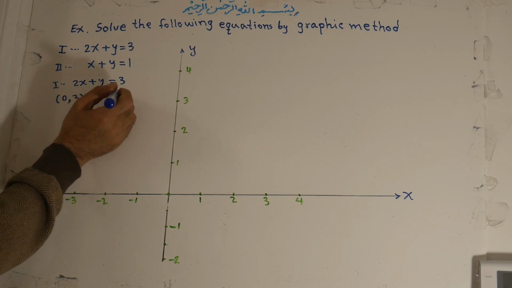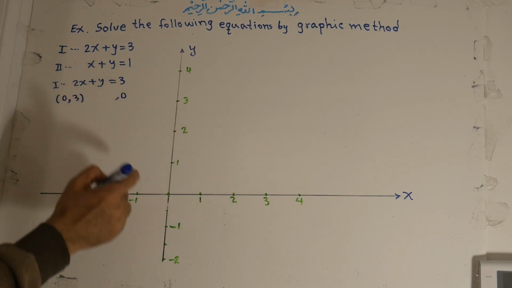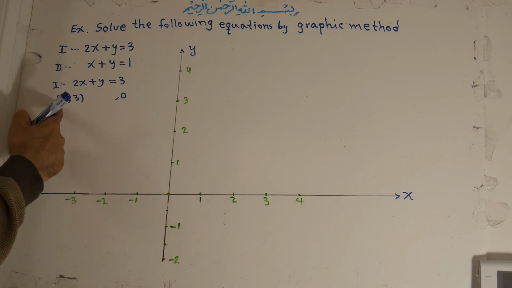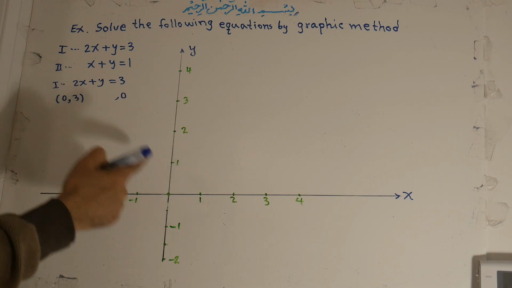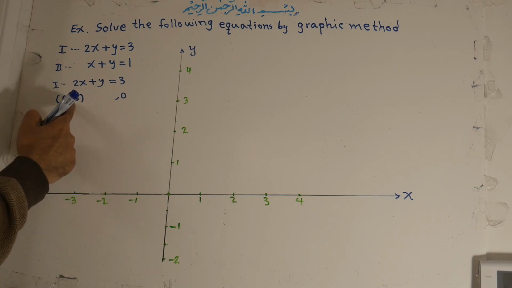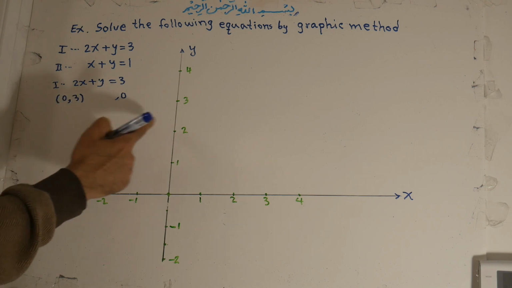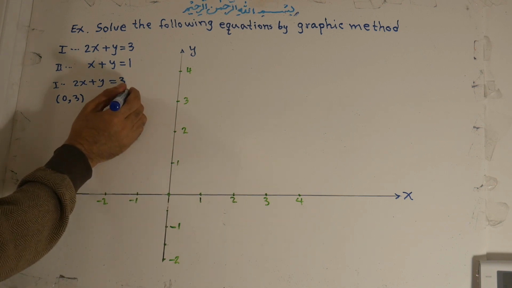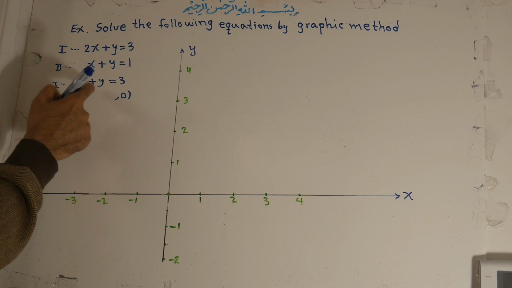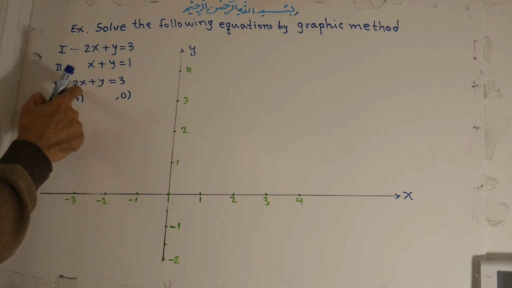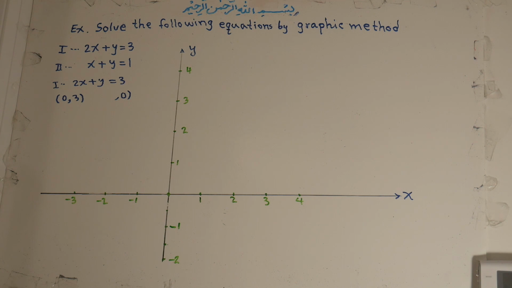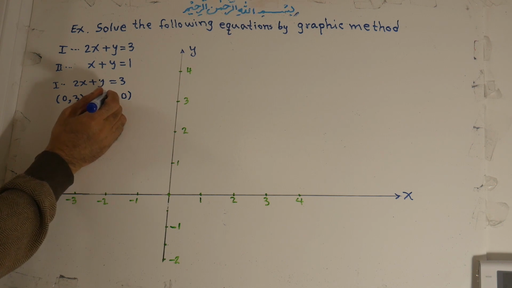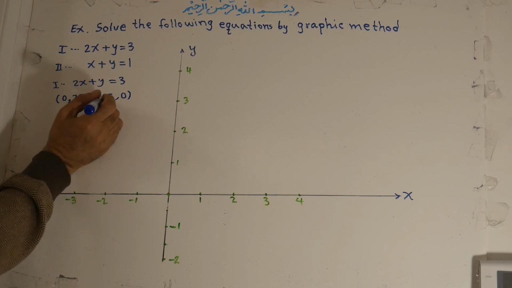And the second time, if y is equal to 0, it means that this is the origin of the xy axis. If the x value is 0, this is the y-intercept. It means that this is the point where our line cuts the y-axis. If y is 0, it means that we find x. y becomes 0, 2x is equal to 3, and x is equal to 3 over 2, which means 1.5. 3 over 2 and 1.5 are the same.